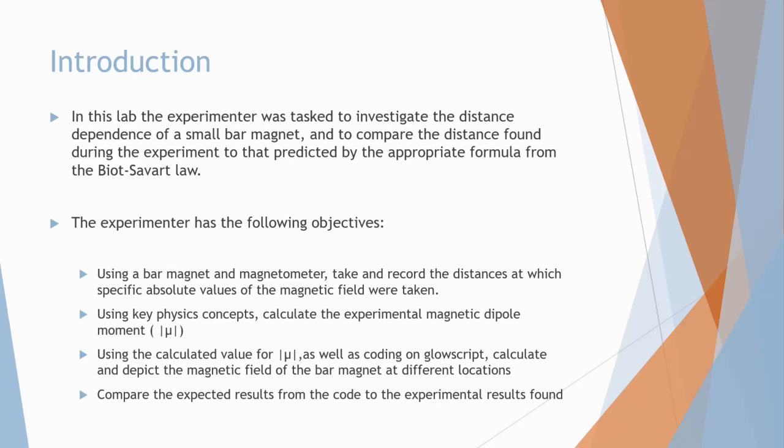Using a bar magnet and magnetometer, take and record the distances at which specific absolute values of the magnetic field were taken. Using key physics concepts, calculate the experimental magnetic dipole moment, mu. Using the calculated value for mu, as well as the coding on GlowScript, calculate and depict the magnetic field of the bar magnet at different locations, and compare the expected results from the code to the experimental results found.